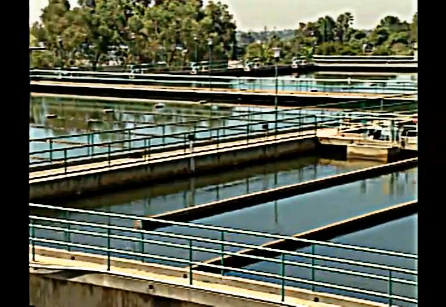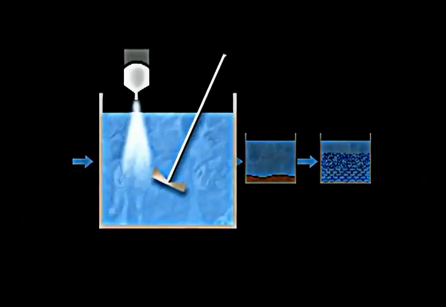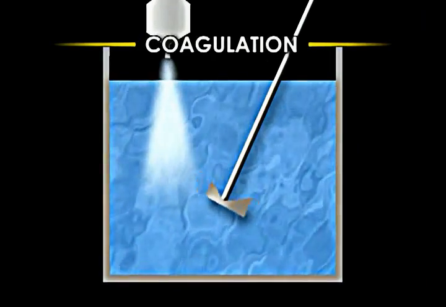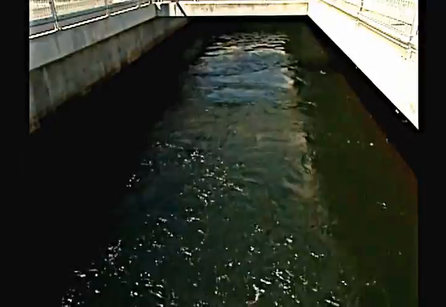To overcome the zeta potential and increase particle size, operators rely on a chemical treatment called coagulation. Coagulation is the addition of chemicals to destabilize the electrostatic forces of non-settleable solids.